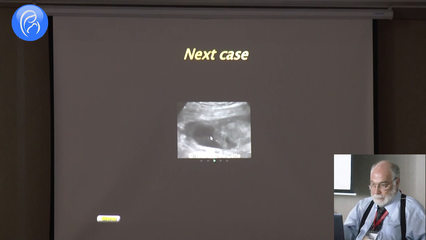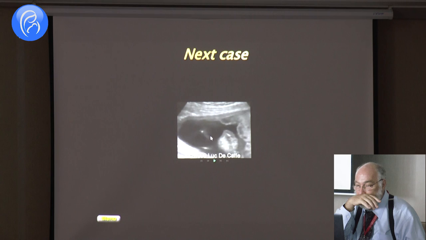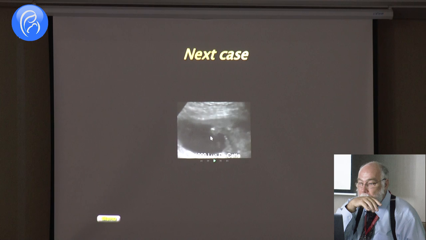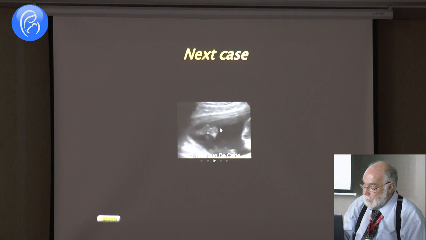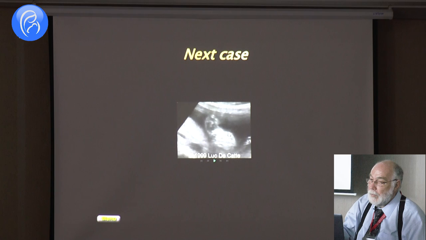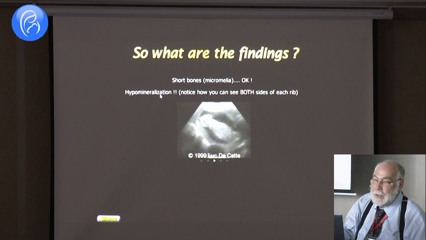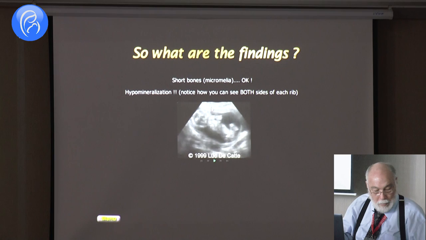And then I'm going to show you the ribs of the baby. And the ribs have something particular. Look at the ribs. You see the end of the rib? It looks like a little fork. Okay. You see the little forks at the end of the ribs? So this baby has several findings. It has micromelia and it has hypomineralization. If you see both ends of the ribs, it means the baby has hypomineralization. Let me show that to you.